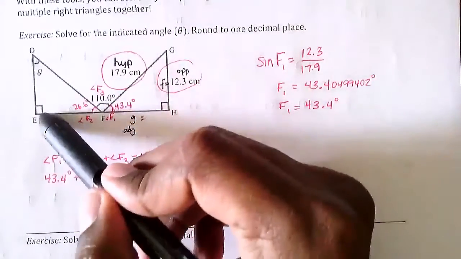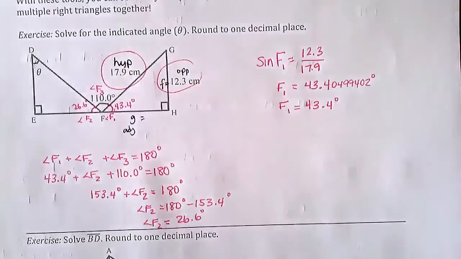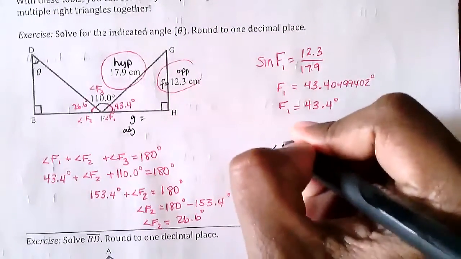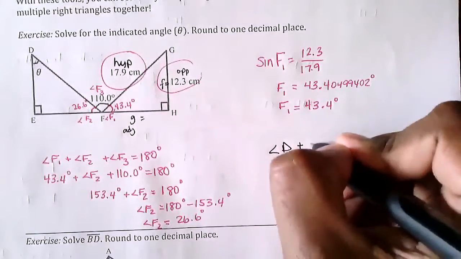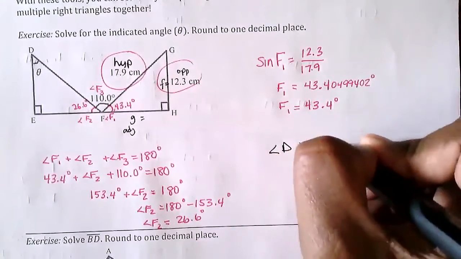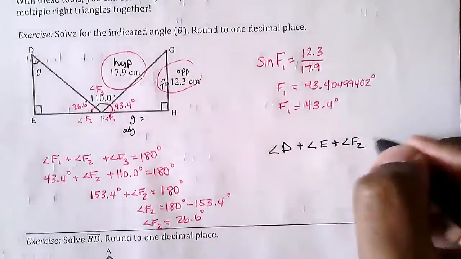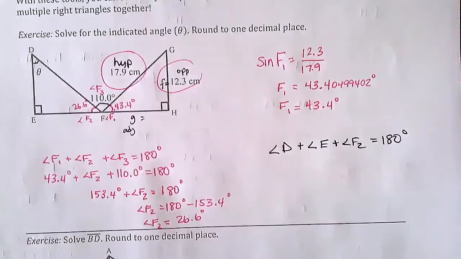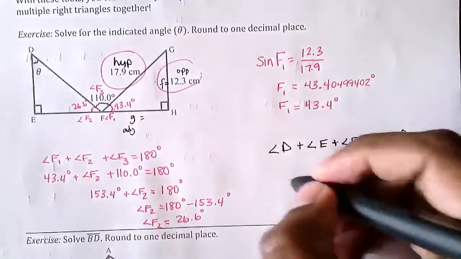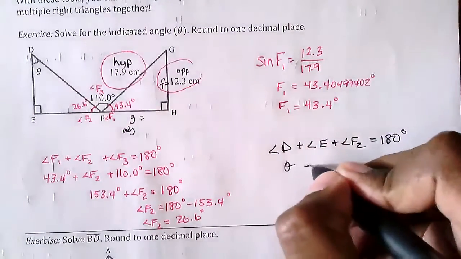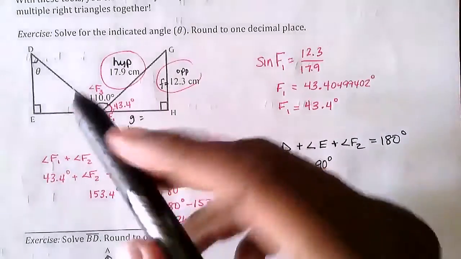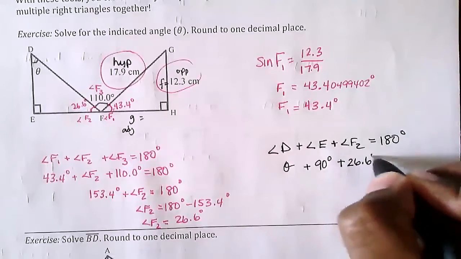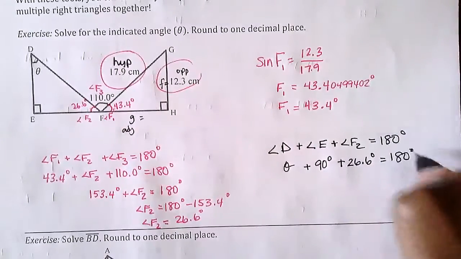I have this angle, I have this angle. I know all three of these angles should add up to 180. So let me write that down. Angle D, which is my angle of interest, plus angle E, plus angle F2 should add up to 180, and they add up to 180 because they're the three angles of the triangle. So angle D, I'm calling that theta, so I'm just going to replace that, plus angle E, I see that it's a 90-degree angle, plus angle F2, which is 26.6 degrees, equals 180.